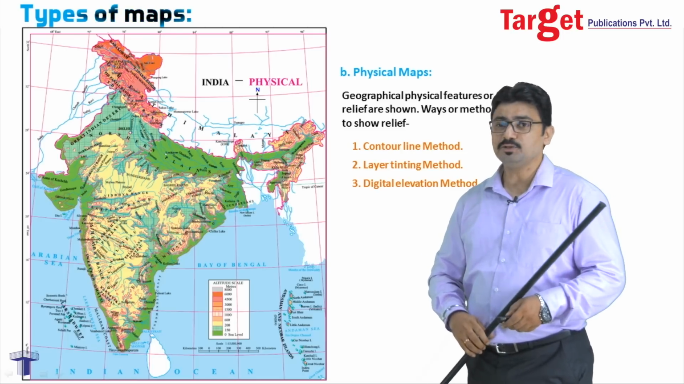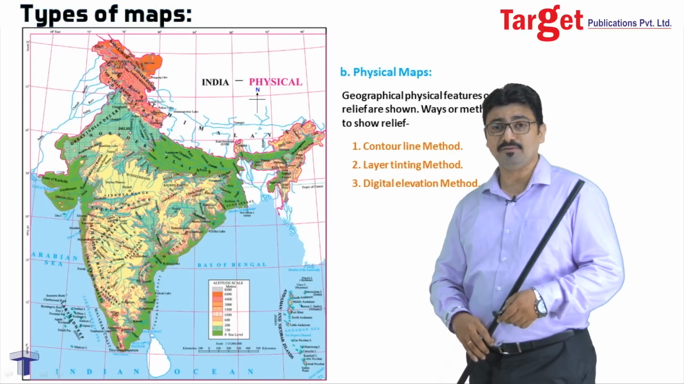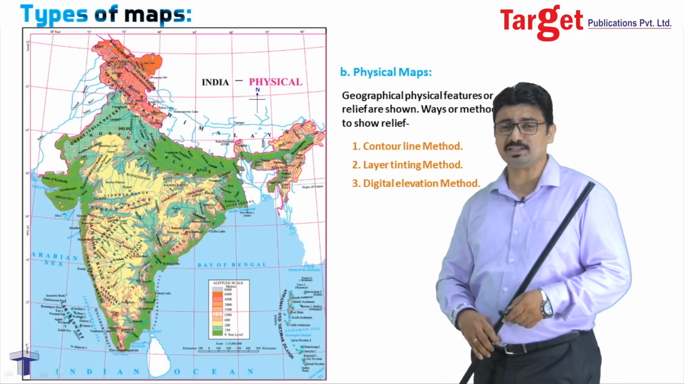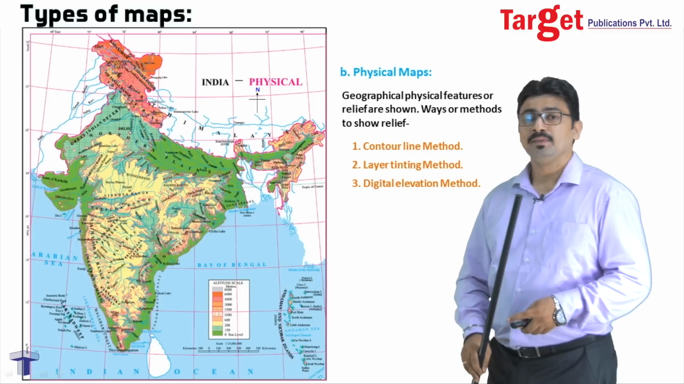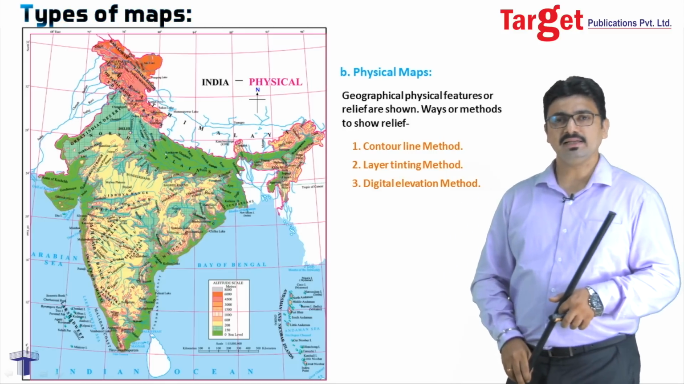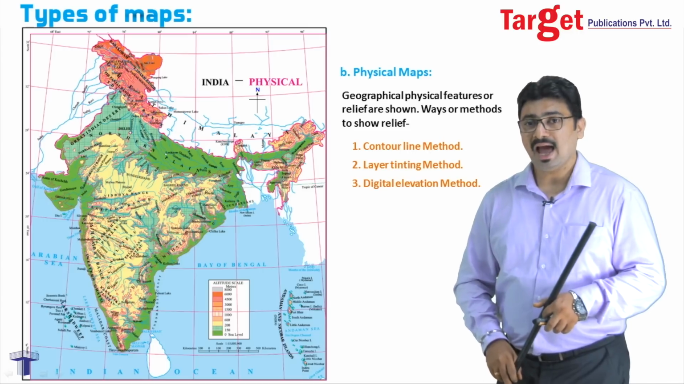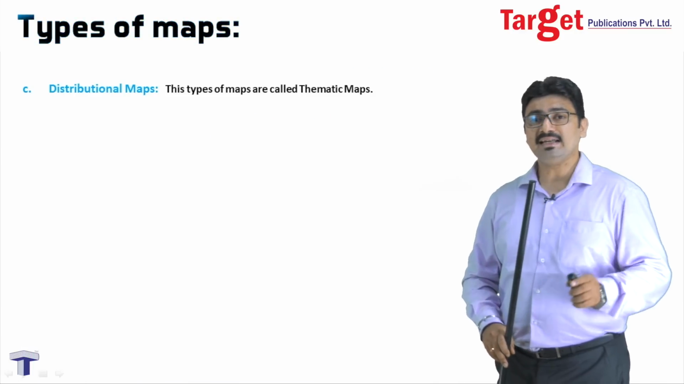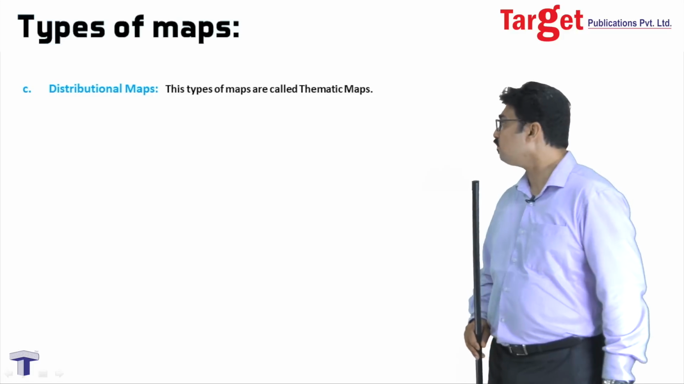Apart from these two methods, there is another method which is also used to understand the relief or the slope or the different physiographic features of a region. That method is known as the digital elevation method. Now, the digital elevation method uses the latest technology. It uses computers and it shades the region accordingly. Alright. So, with these three methods, we can understand the relief features, the physiographic features of a region.